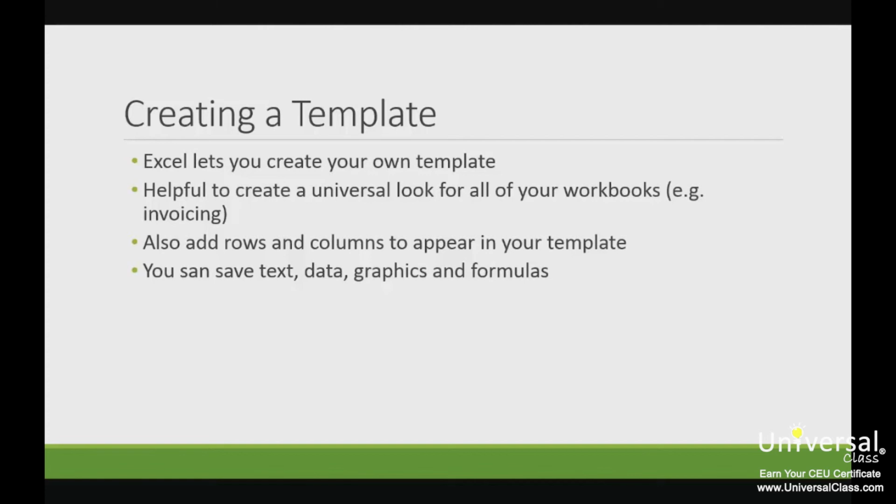In summary, you can save the following things in your template: text including page titles, row labels, and column labels; data such as constant values that include tax rates, profit margins, and contact information; graphics such as a logo, as we mentioned earlier; and formulas that we'll use on future sheets, such as sums and averages.